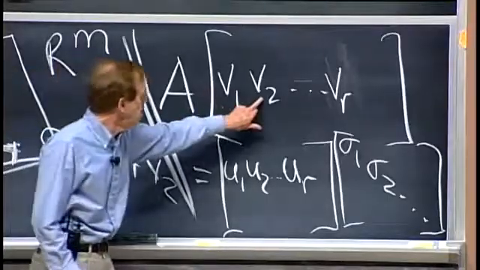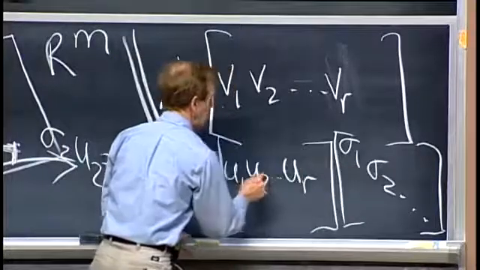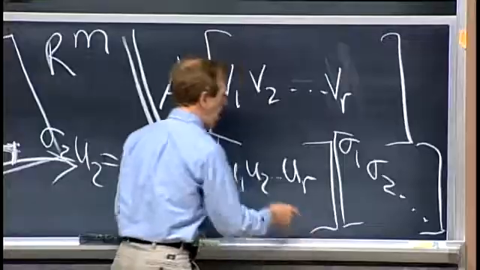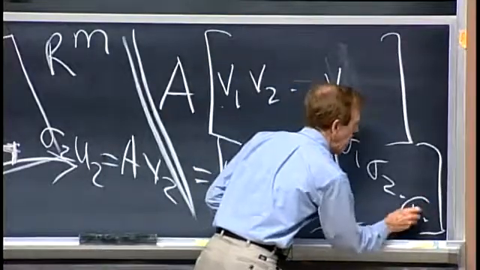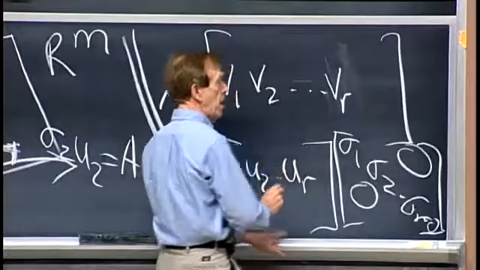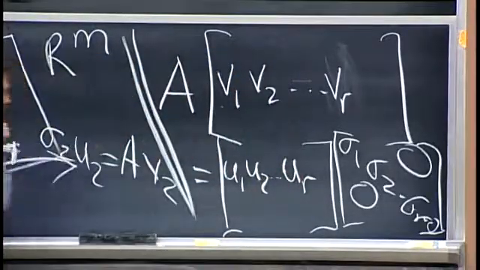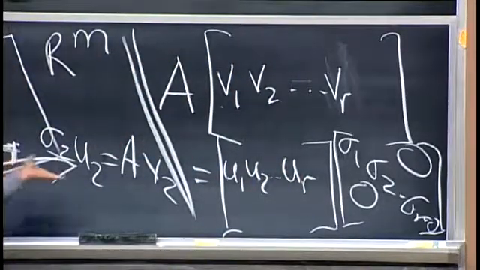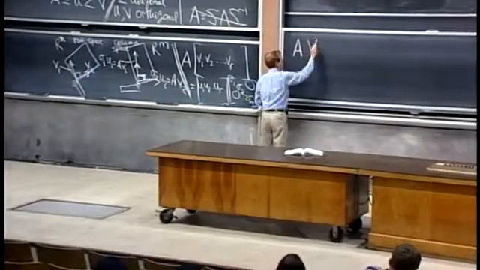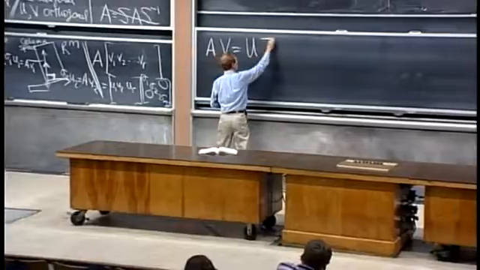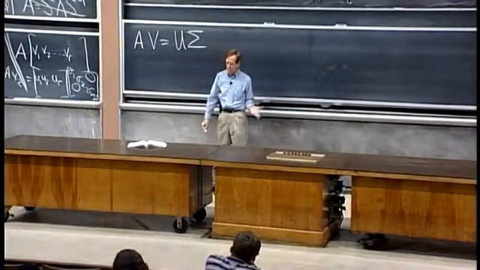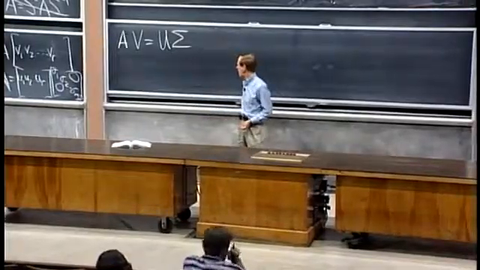So A V2 is sigma 2 times U2. A VR is sigma R times UR. And then we've got a whole lot of zeros, and maybe some zeros at the end. But that's the heart of it. And now if I express that as matrices, because you knew that was coming, that's what I have.